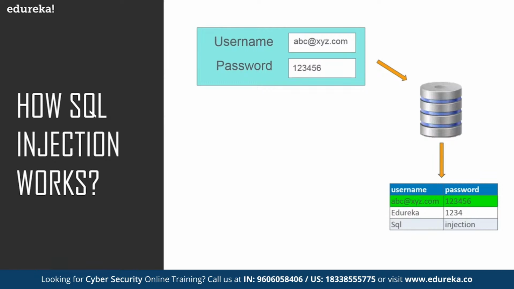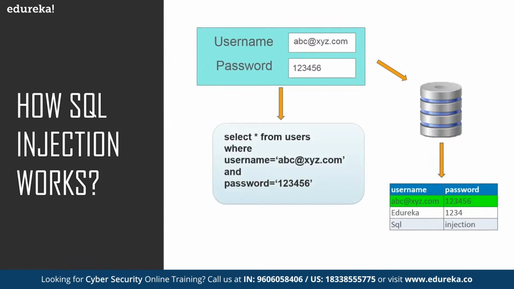For this example, the simple query that would be generated would look something like this. There is select star, where star means fetch any number of rows that match some condition, from users, where users is the name of the database table. Then there's a condition to check the username equal to abc@xyz.com and the password should be 123456.